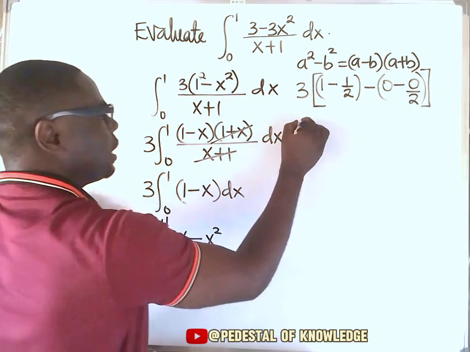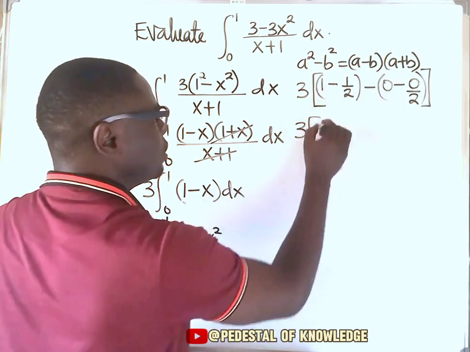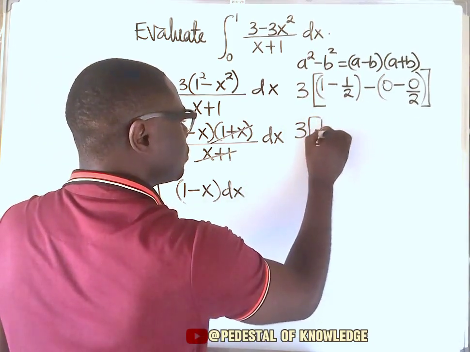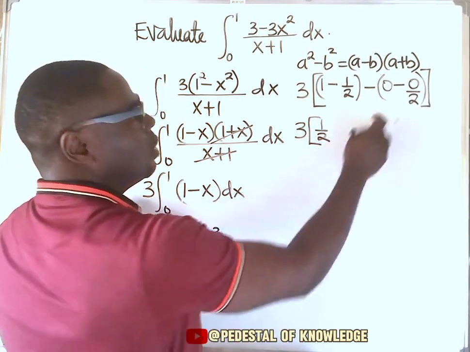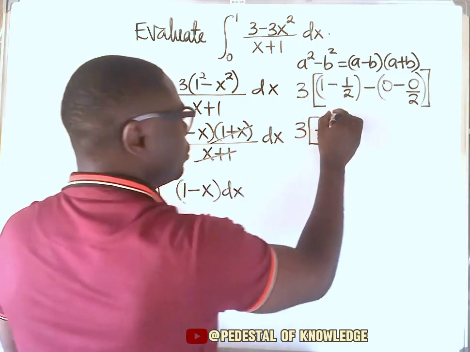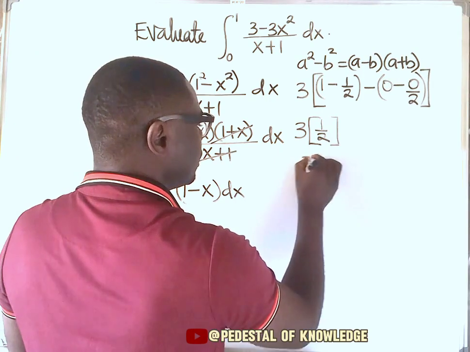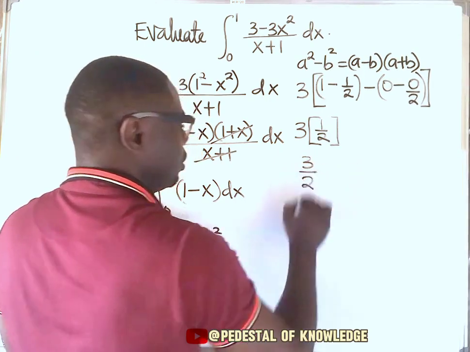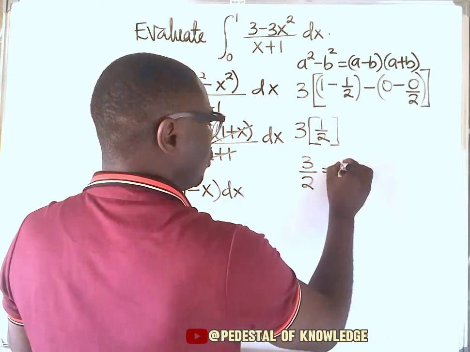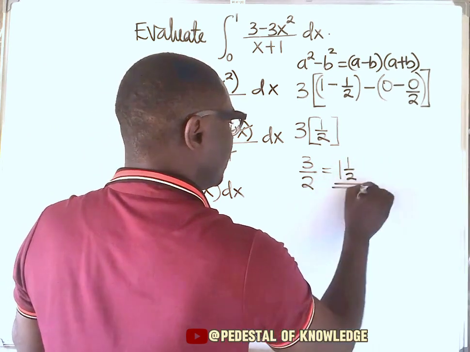So we're going to have 3 multiplied by 1 minus half, which is half. Then 0 minus 0 over 2 is equal to 0. Everything there is equal to 0. So we multiply this with this. Then 3 times half is 3 over 2, and 3 over 2 is the same thing as 1 whole number, 1 over 2. So that is the solution to this problem.